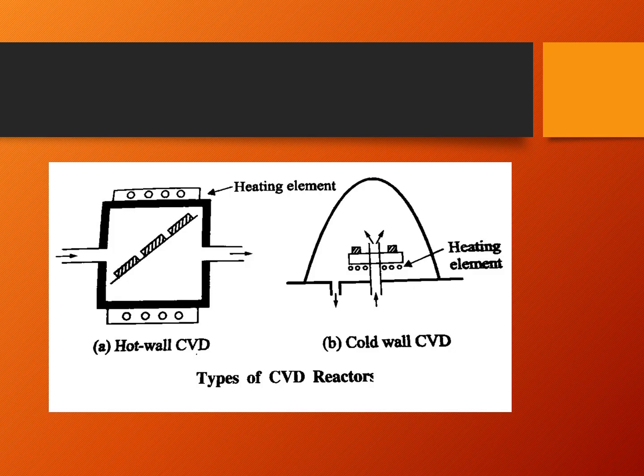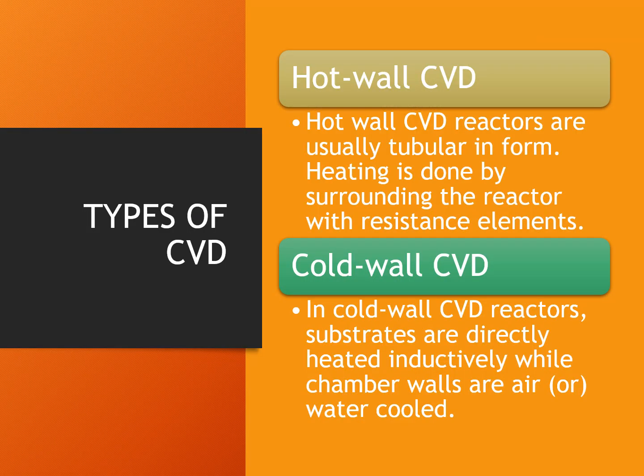So there are two types of CVD reactor. One is hot walled CVD, another is cold walled CVD. Hot walled CVD reactors are usually tubular in form. Heating is done by controlling the reactor with a resistant element. Whereas in cold walled CVD reactors, the substrates are directly heated inductively while the chamber walls are cooled by air or water.